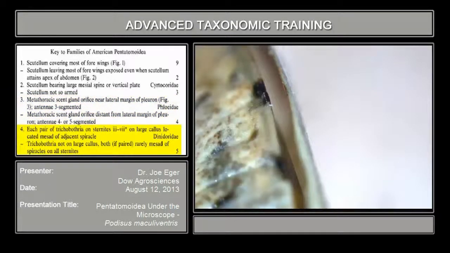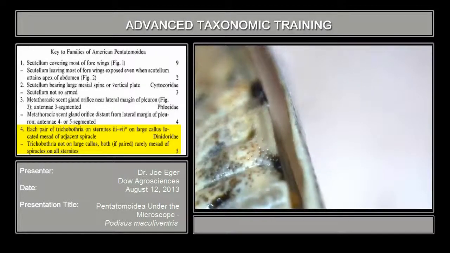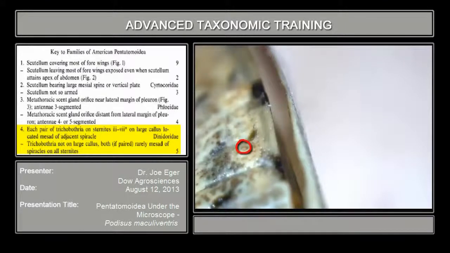Couplet number four asks you to look at the trichobothria on sternites 3 to 7 and decide whether they're in a large callus located mesad of each adjacent spiracle or whether they're not on a callus. The trichobothria are probably one of the hardest characters to see in these bugs. Sometimes it's not too bad. Sometimes it's very, very difficult to see them. They're paired sensory structures, and there is a seta in each one. If you look at this bug, I'm going to adjust the focus a little bit because I've got it pretty close up. Here's the spiracle, and the setae are right behind it. I don't know if you can see this very well, but there are two of them. And you can see the seta coming out of this thing here.